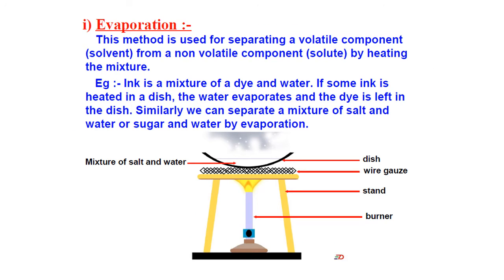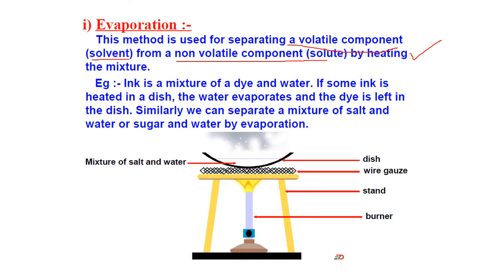So first of all, let's talk about the evaporation process. What is the principle behind the evaporation process? Where do we use this evaporation process in separating mixtures? This method can only be used to separate a volatile component, that is the solvent, from a non-volatile component or solute by heating the mixture. That means volatile and non-volatile. Volatile means which readily evaporates, and non-volatile means it does not readily evaporate under heating.